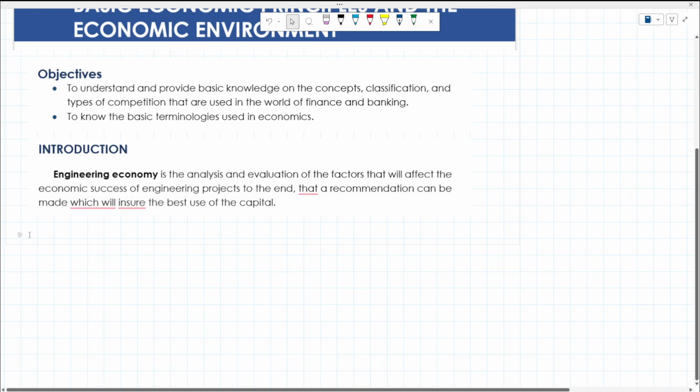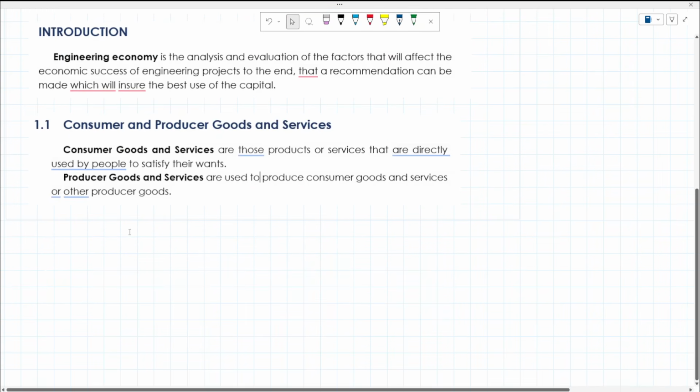So when we say dalawang goods and services, we have the first one, consumer goods and services, which are those products or services that are directly used by people to satisfy their wants. At yung ikalawa naman natin ay yung producer goods and services. On the other hand, these are used to produce consumer goods and services or other producer goods. So it may be that the consumer goods are also producer goods. This will depend, of course, on the context.